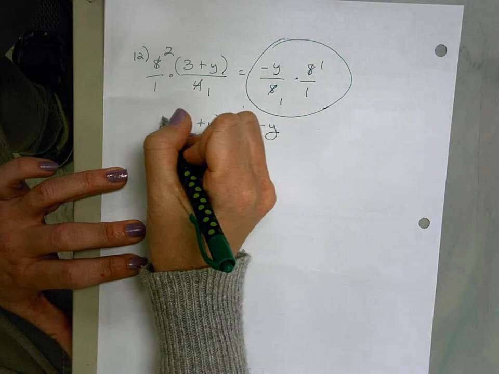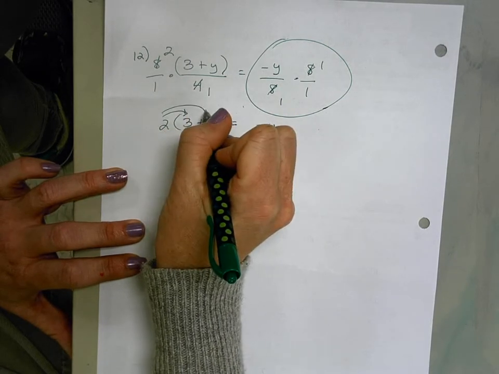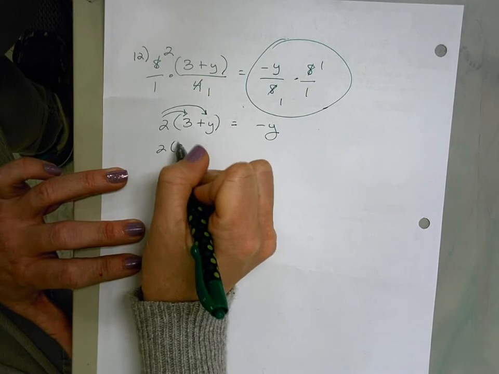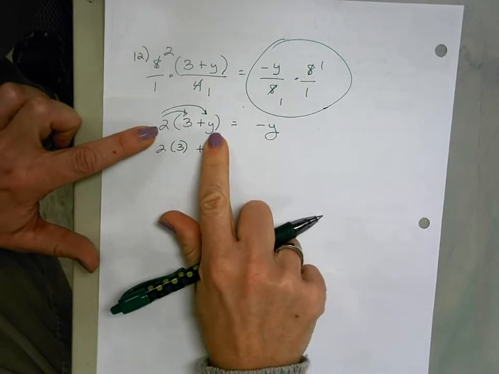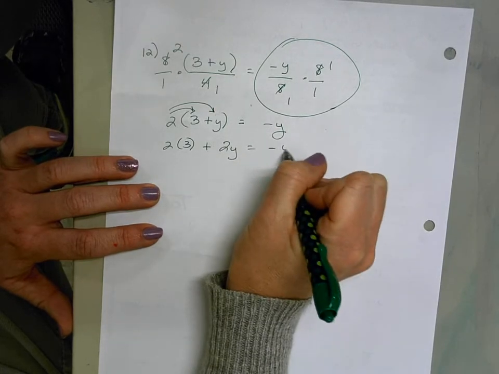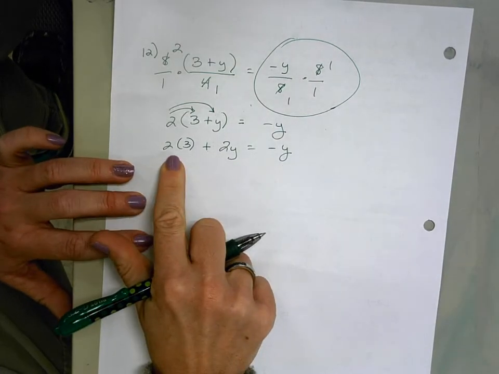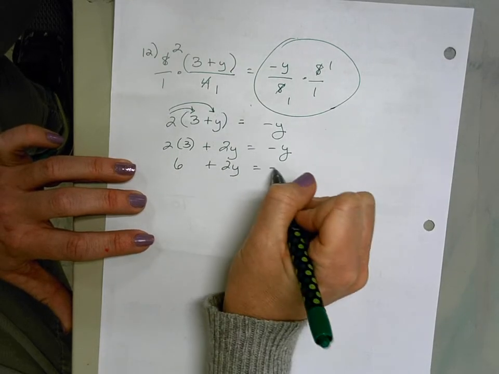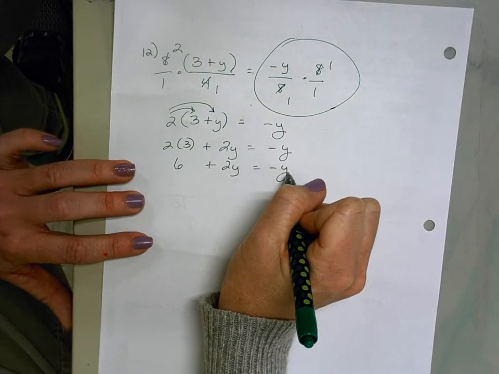Distributive property says I can multiply the 2 by both parts of that sum. So I have 2 times 3 plus 2 times y. And that will equal negative y. 2 times 3 is 6, plus 2y equals negative y. And now we're back to yesterday's lesson.